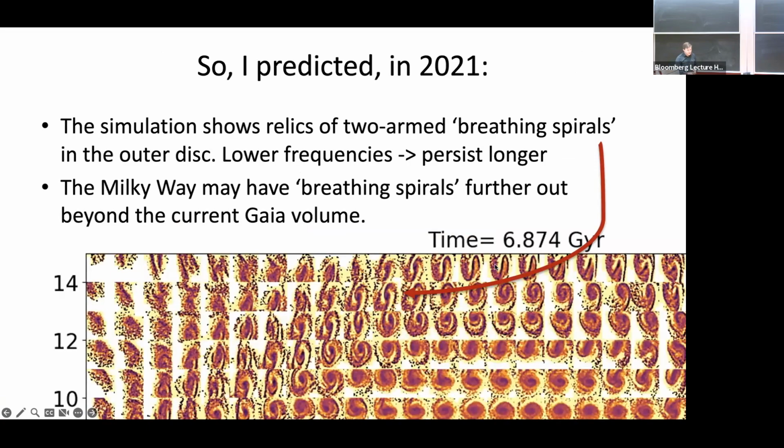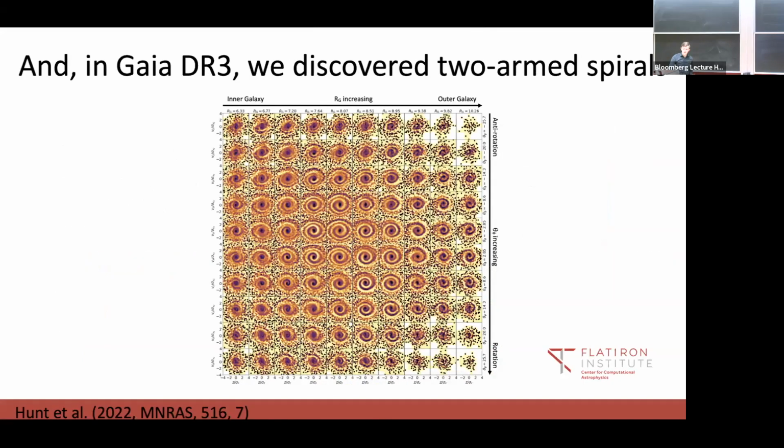And so I predicted that perhaps you would be able to find relics of these old breathing spirals further out in the real Milky Way once we had data that goes that far. I'm no longer sure of that, because after Scott's paper about the diffusion, they should probably wipe them out long before they get to this point. But in any case, we can't check. They're still far beyond the observable volume. However, in Gaia DR3, we did actually discover these two-armed phase spirals. However, they're in the inner disk, which was the opposite of where I was looking for them.